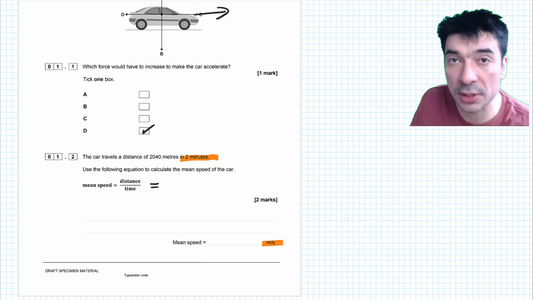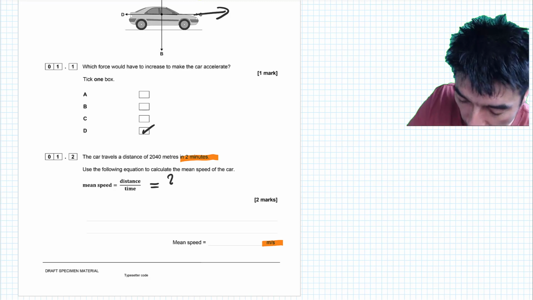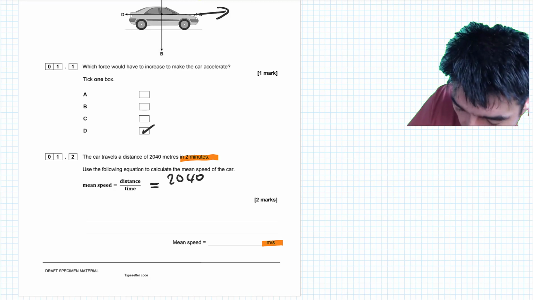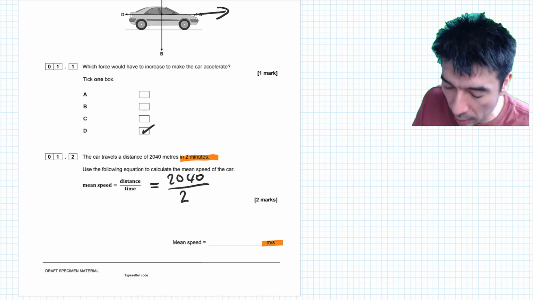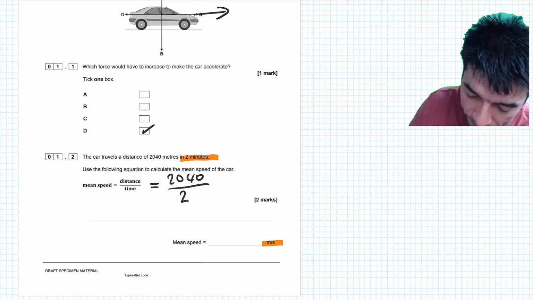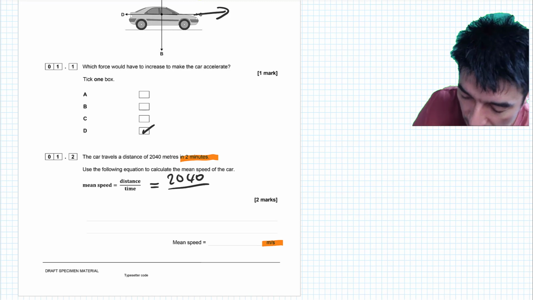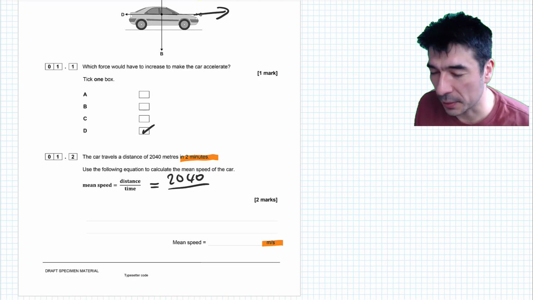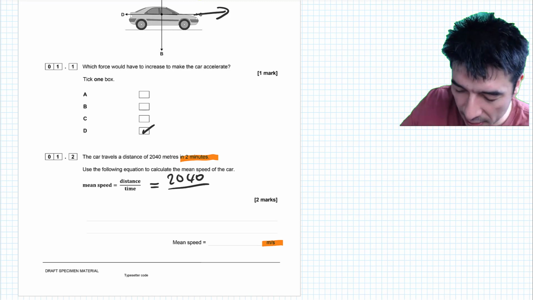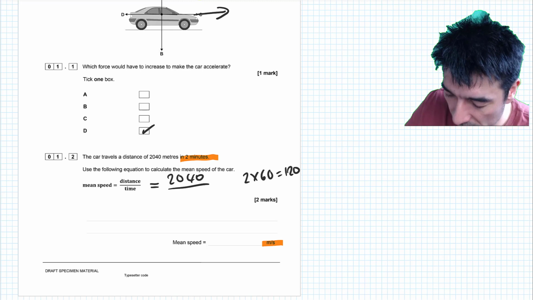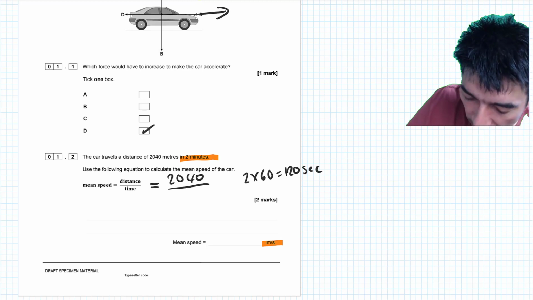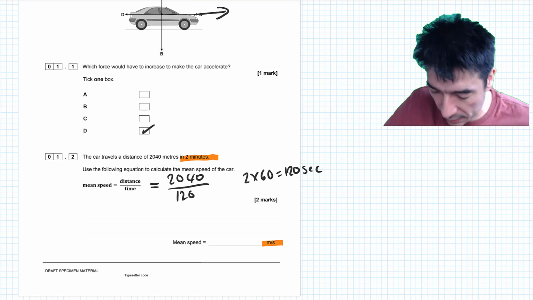So I'll replace or substitute the distance with 2040 and the time with 2. Not quite. So it's 2 minutes. How many seconds are there in 2 minutes? Well, 1 minute is 60 seconds. So let's put this here. 2 times 60 equals 120 seconds. Right, so I'll be dividing by 120 seconds, okay?